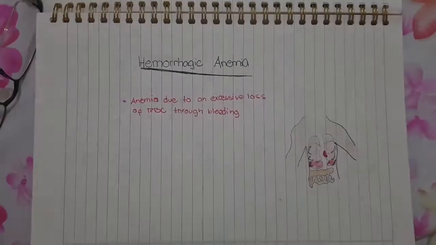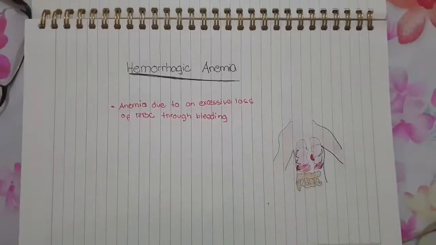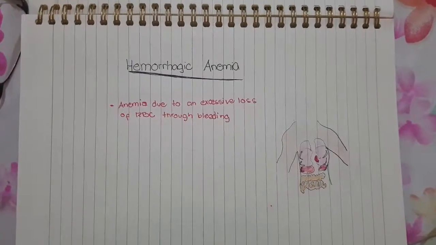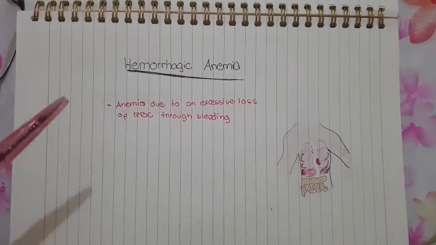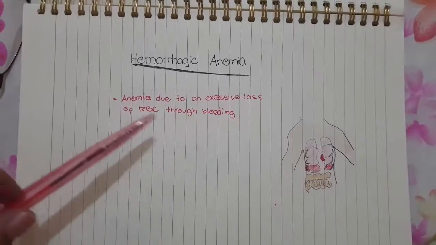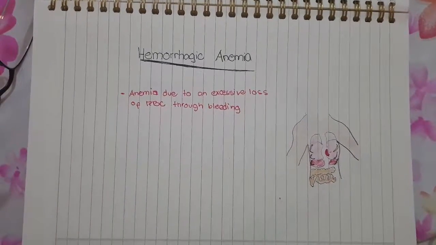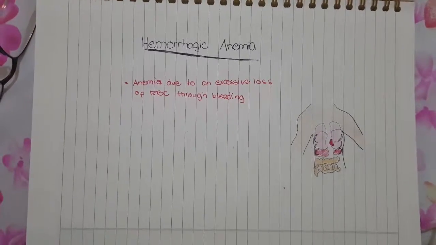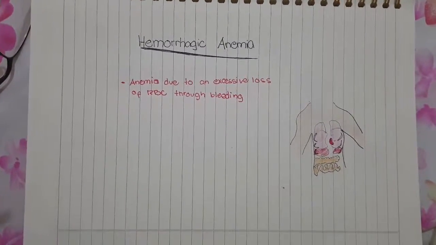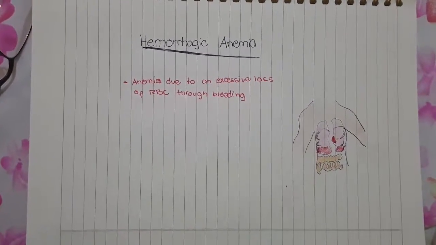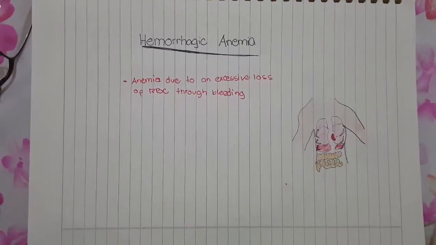From hemorrhage, we have hemorrhagic anemia. Hemorrhagic anemia is due to an excessive loss of red blood cells through bleeding. This blood loss may be caused by a wound, but it can also be a result of something going on internally, such as a stomach ulcer or heavy menstrual bleeding.